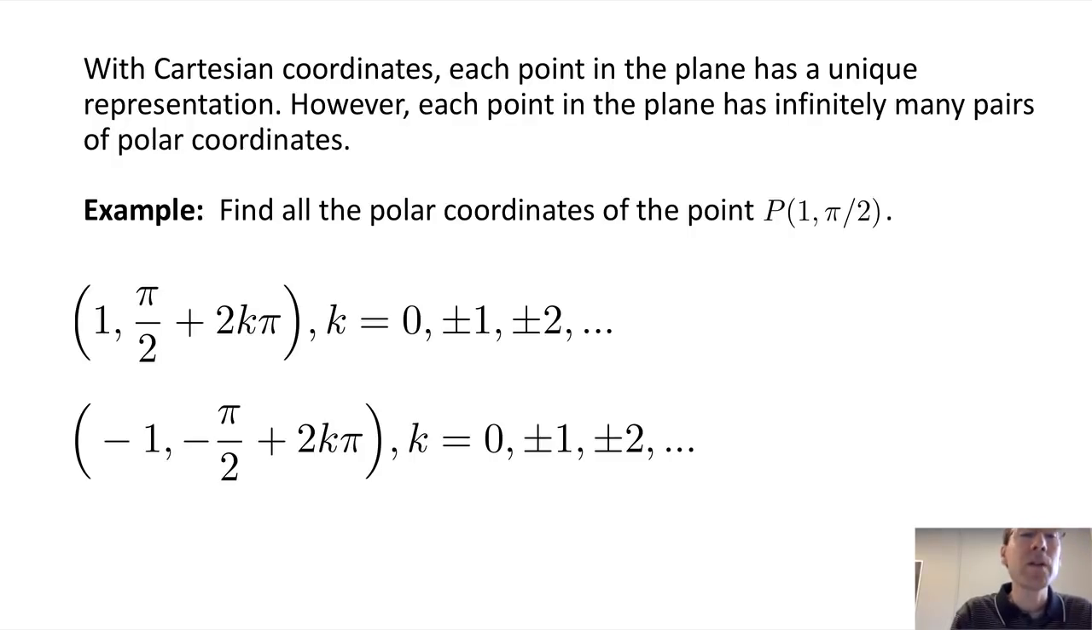So summarizing, this is the set of all polar coordinates for the point P. When you look at the first ordered pair and take k to be 0, we have 1, pi over 2. Second ordered pair, when k is 0, we have negative 1, negative pi over 2.